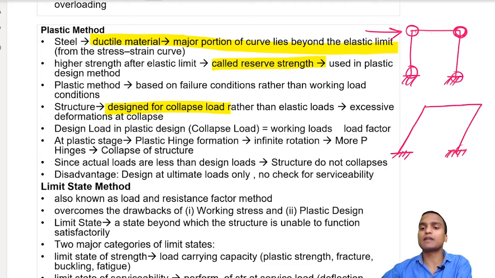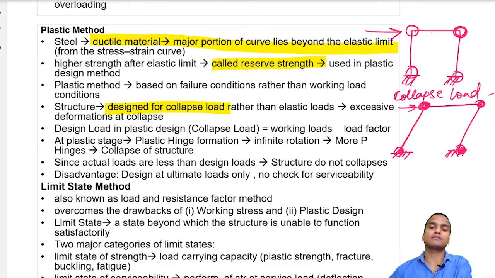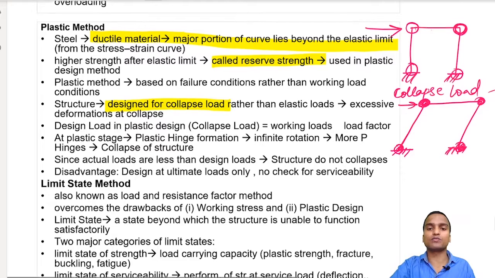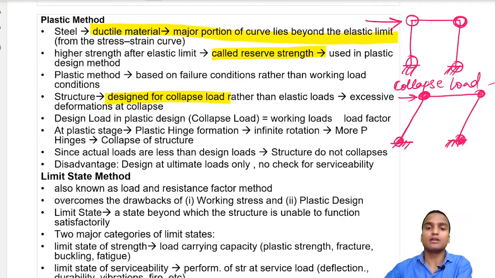Okay, this is the plastic analysis part, and I hope you must have studied this in structure analysis courses. Due to formation of 4 hinges, what has happened, a mechanism has formed. This value of load is called the collapse load. Okay, so for this value of collapse load we design, and there is excessive deformation at collapse, and design load is equal to working load multiplied by load factor. And at the plastic stage, plastic deformation and infinite rotation, more plastic hinges, collapse of a structure, everything is written here.